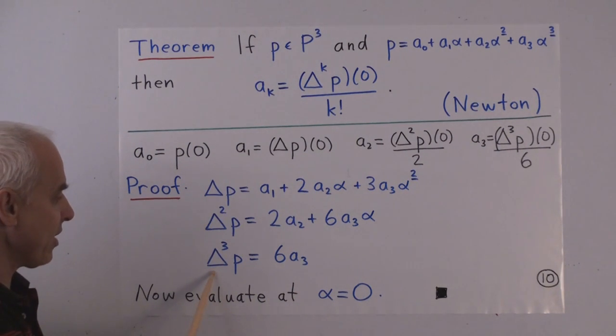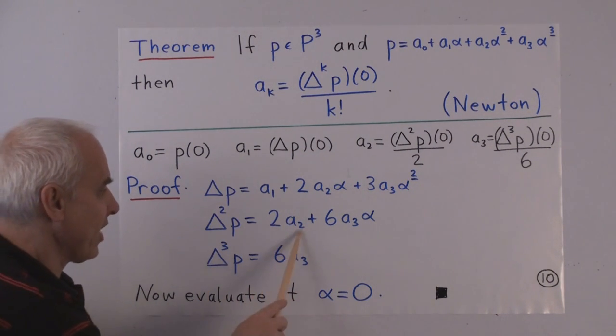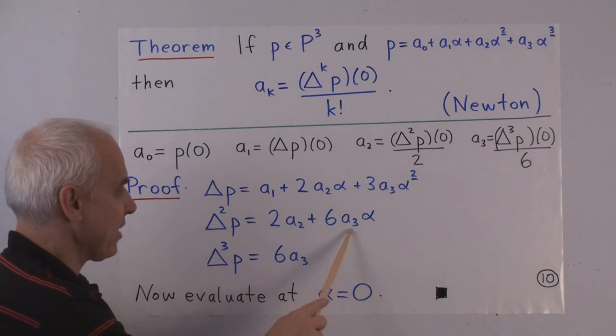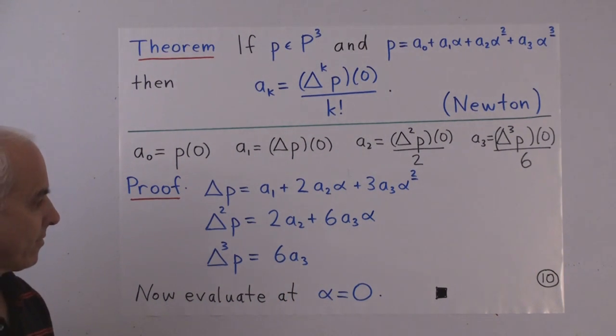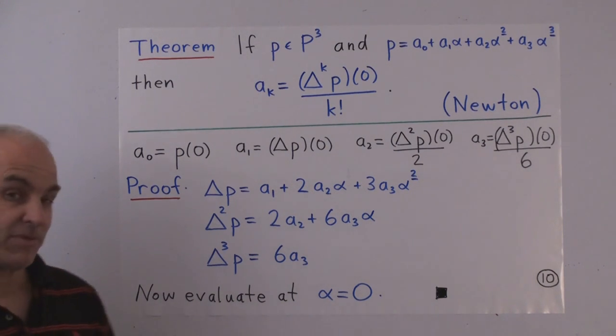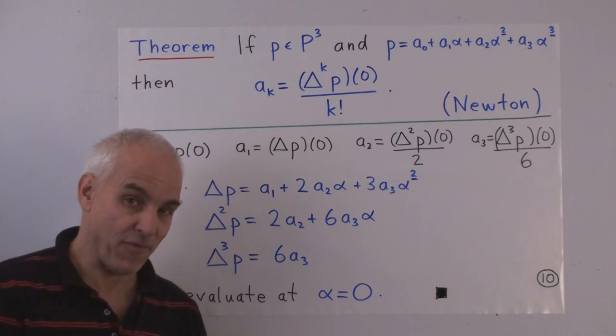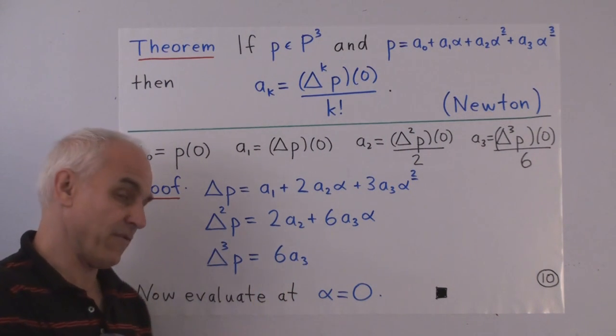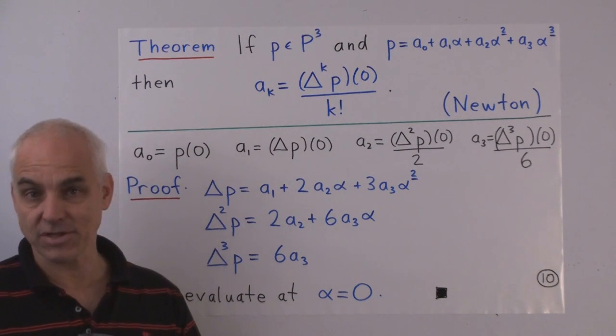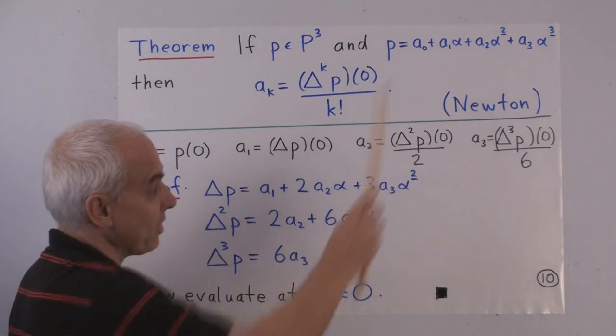Finally, when we do it a third time, this gets killed. 6A3 alpha gets sent to simply 6A3. And let's just make the additional observation. If we did another forward difference to this, we would then get 0. So all subsequent forward differences, in this case, are 0 because the polynomial is of degree 3.